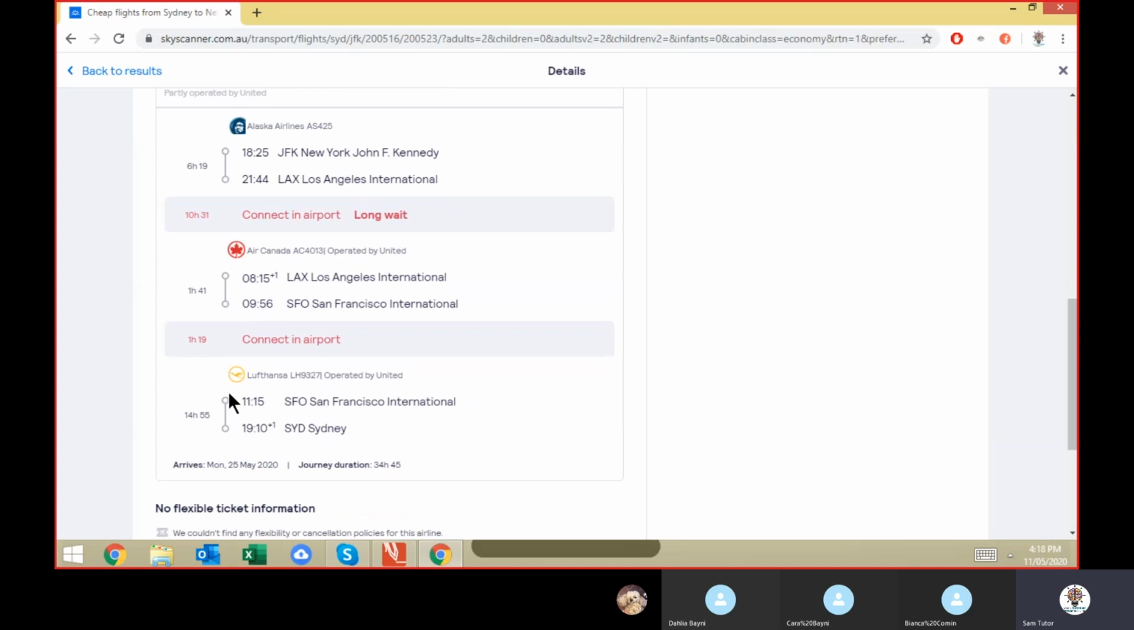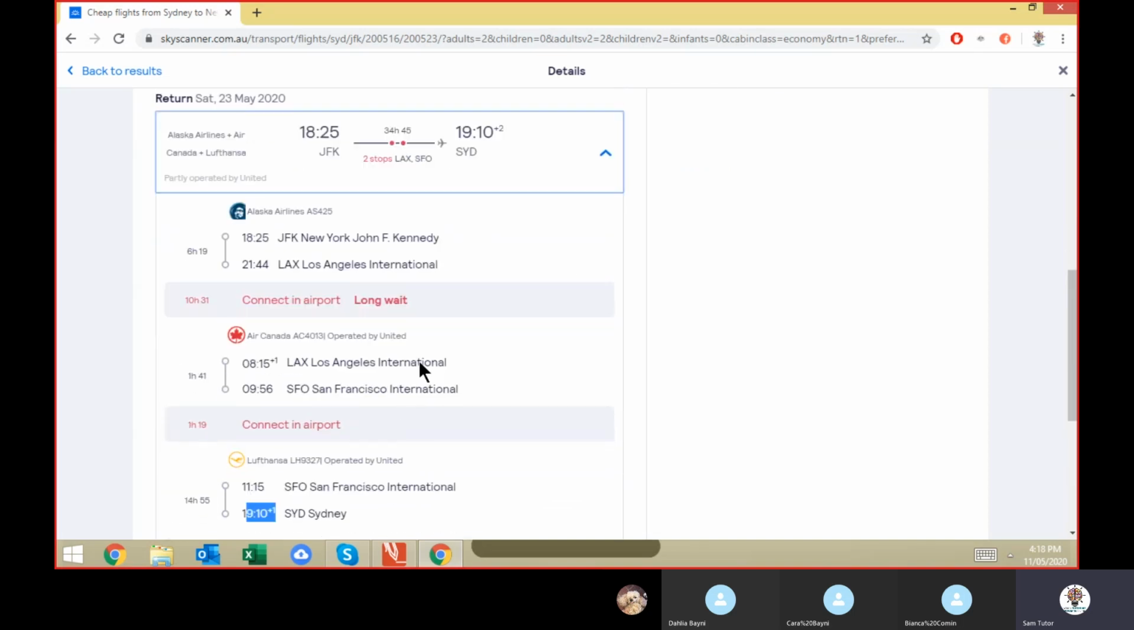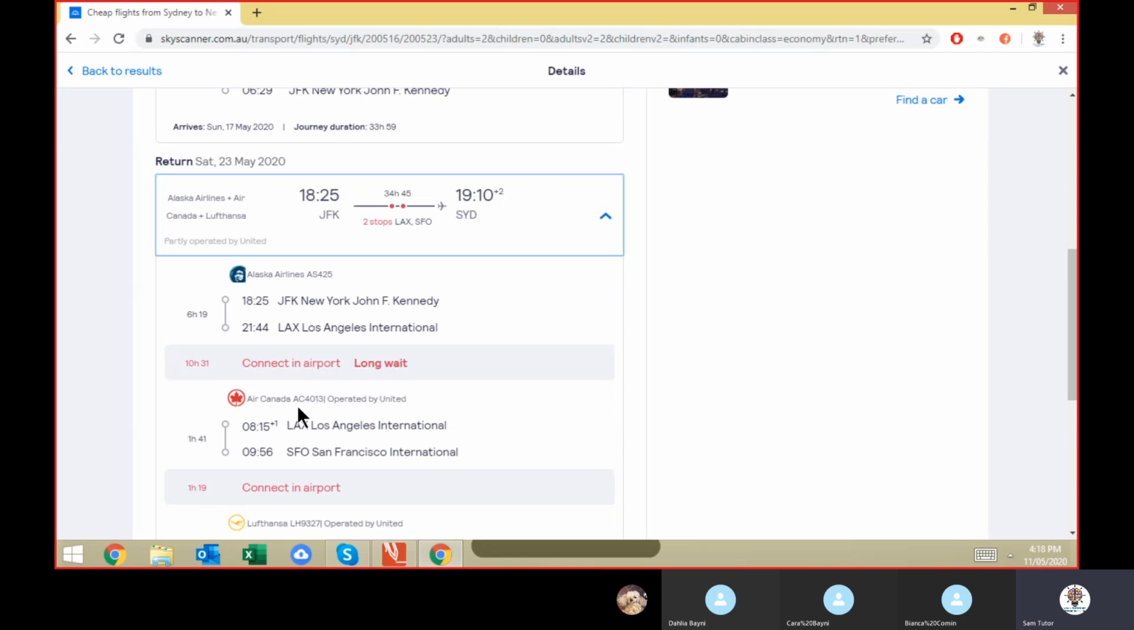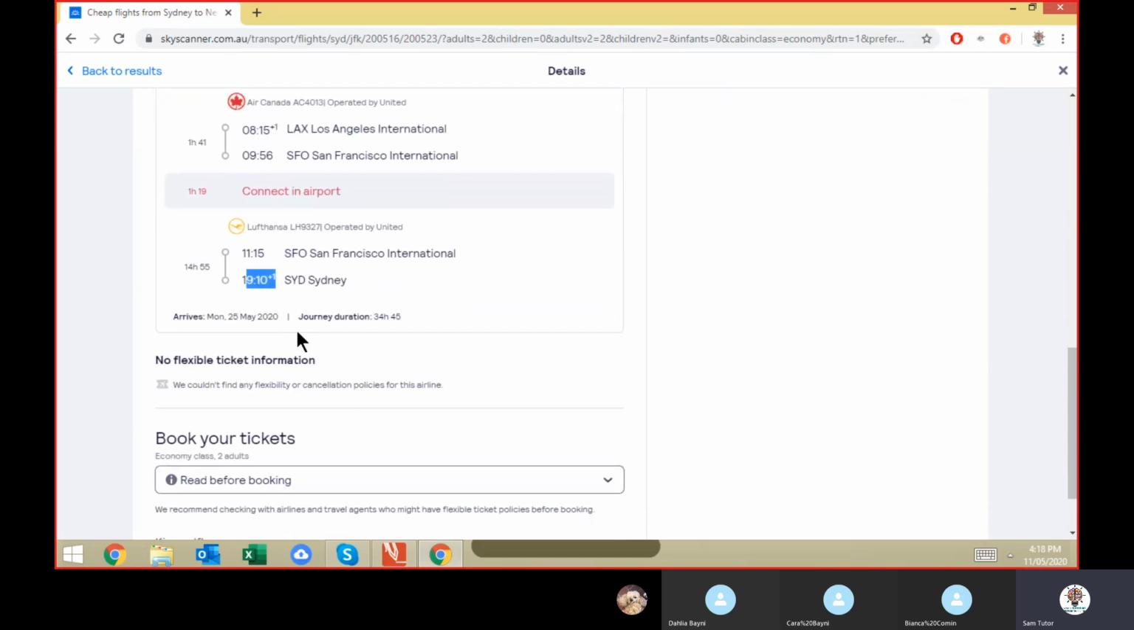And then I go through this nice long flight again, 14 hours plus. Sydney would be ahead, so you lose another day. You arrive Monday at 7 p.m. So you left Saturday 6 p.m., you arrive Monday 7 p.m. That's 48 hours later. You just lost 2 days of your life. You can never get back.